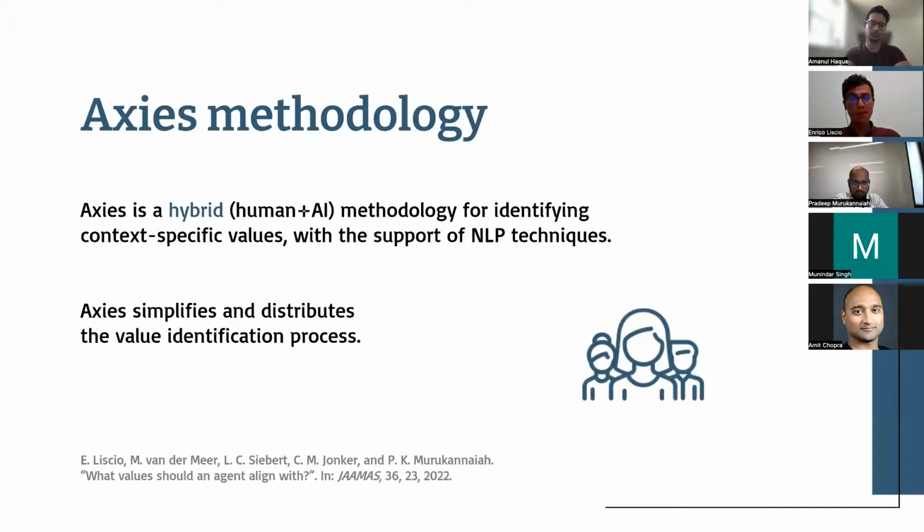And that is why we have proposed a methodology that we call Axies. It is a hybrid methodology for identifying what values are relevant to a context and to define them in this context. This methodology is hybrid, meaning that it's a combination of human and artificial intelligence, and it's supported by natural language processing. Essentially, we want to identify which values are relevant to a context, and we want to avoid that just one person, one philosopher, or one policymaker just sits in a room and thinks about what values are relevant. But we want to make sure that this process of value identification is guided and supported by input provided by a population. So it's inductively, this value list is inductively generated from input provided by people.